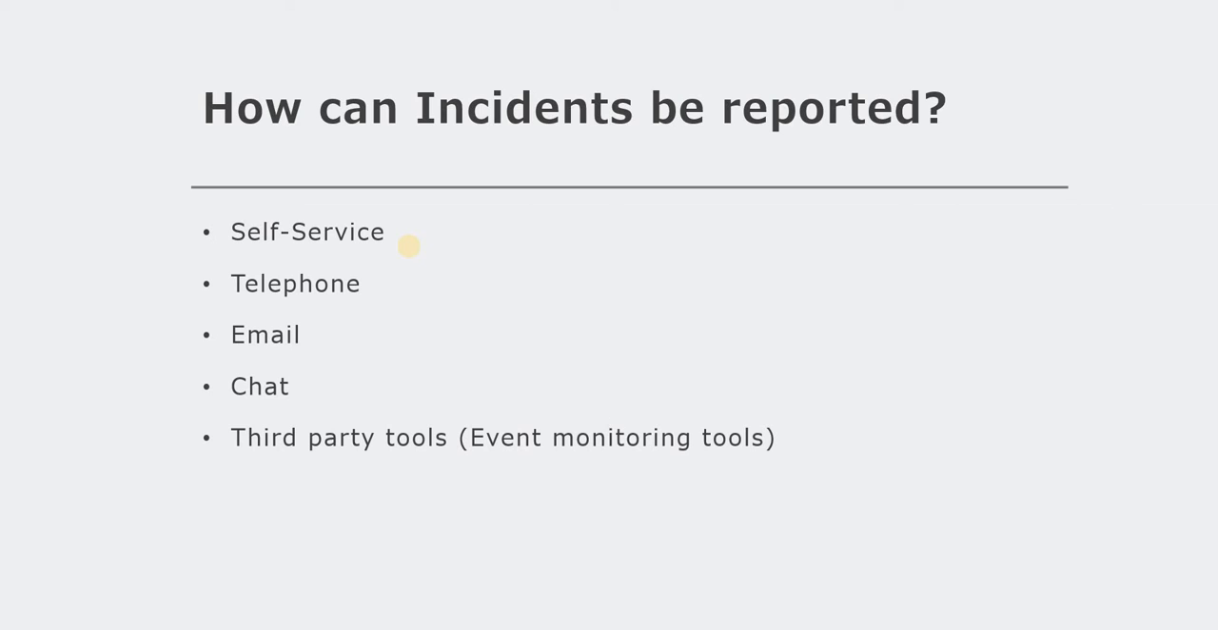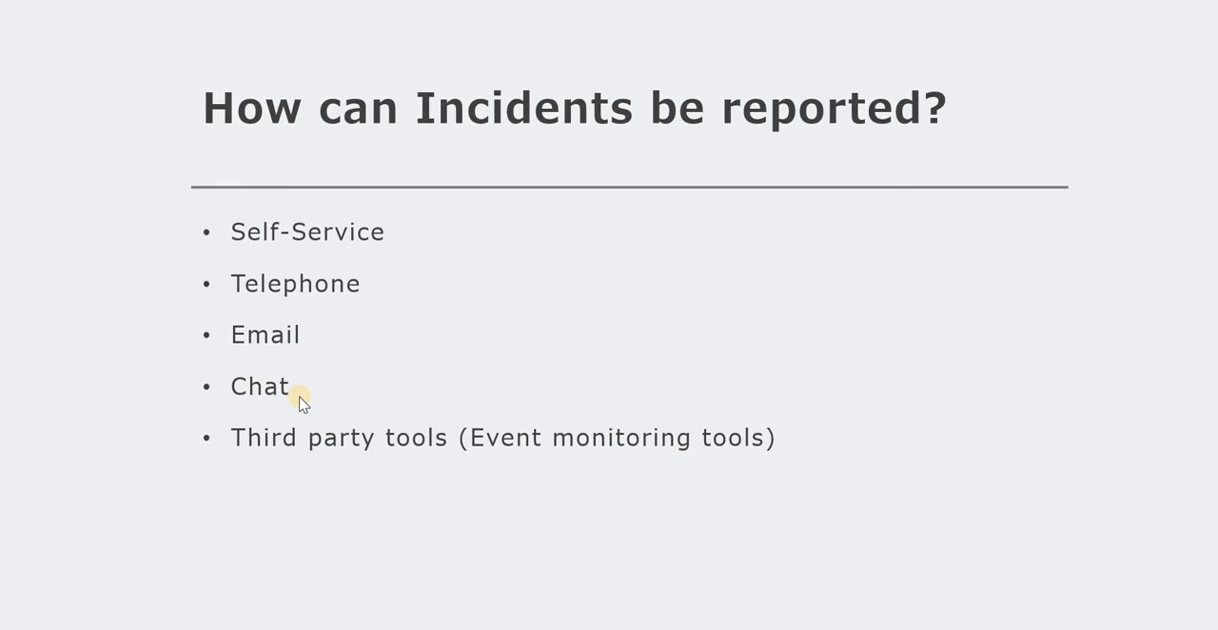How can incidents be reported? We can report incidents through self-service. Self-service is already present in ServiceNow. We'll see that in a second. You can call the service desk on their helpline number and tell them that there is an incident and you're not able to access the website, database or anything. Then you can send an email to the service desk or to ServiceNow's email ID, and it will create an incident automatically. That is also configured.